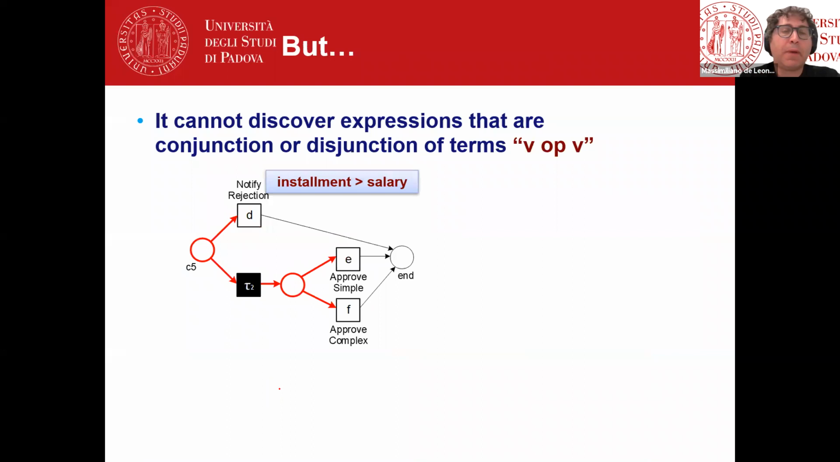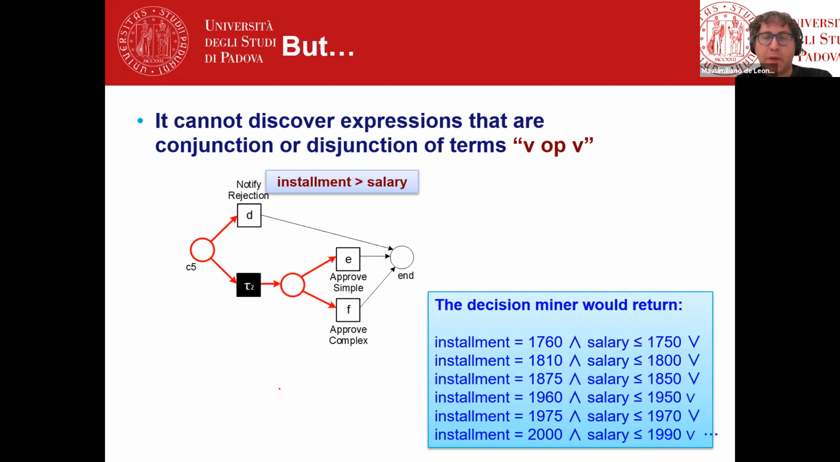But let's suppose that the actual decision I want to learn is installment larger than salary. A decision tree by nature cannot discover such a guard, with variable, operator, variable. It will try to make rectangles, squares out of this, and your decision miner will return impossible to read guards. So decision trees alone are not able to discover guards that compare two variables.